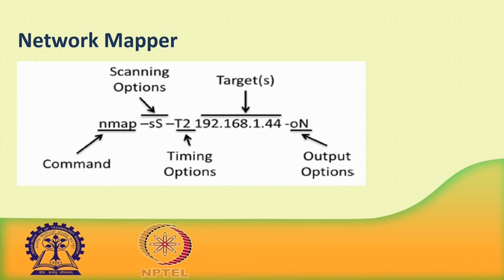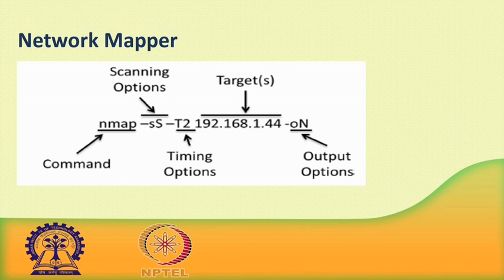Now I am discussing some important scanning options. Dash small s capital S. This is used for stealth scan. In this type of scan, we basically initiate a TCP connection with the target but never complete the three-way handshake. That's why this is called stealth scan.